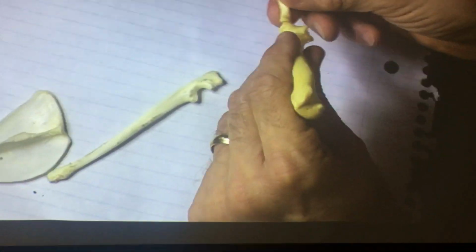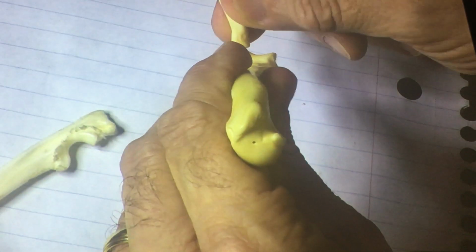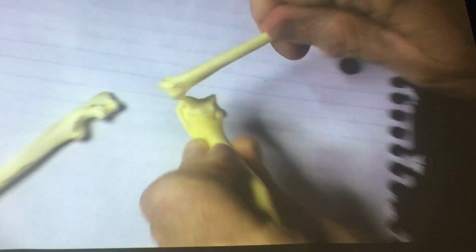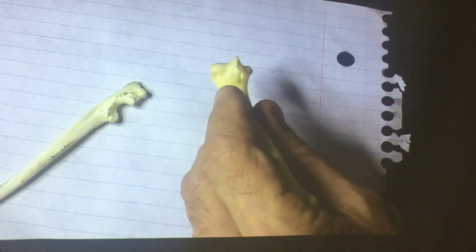Here we see the radius on the capitulum. Flex our forearm. It slides into a depression here. That depression would be the radial fossa. Make sense? And again, that's why sometimes looking at articulated stuff makes it easier.